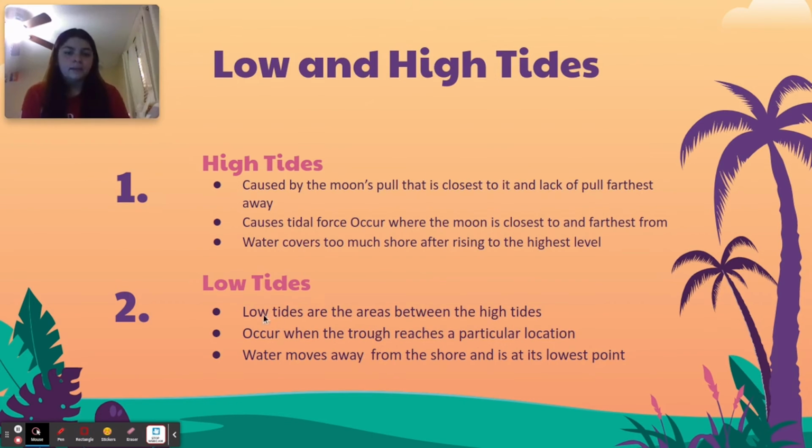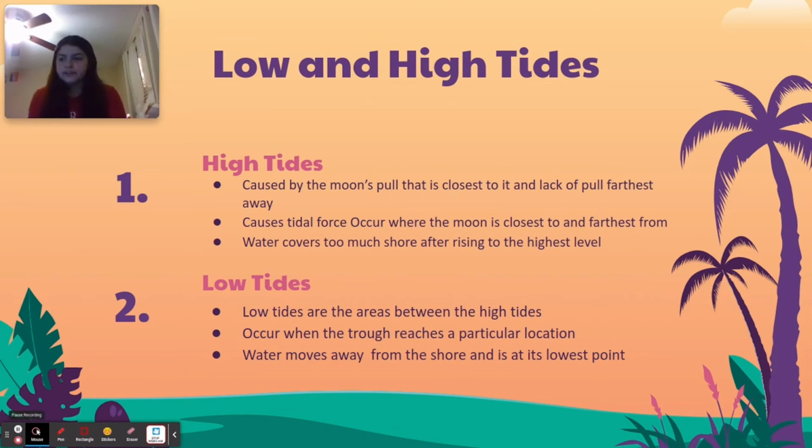A low tide: low tides are the areas between high tides. They occur when a trough reaches a particular location and water moves away from the shore to its lowest point. The moon has more influence than the sun because it is closer, and it can cause bulges. I'm sorry if I'm pronouncing that wrong. And also, high tide can cause tidal force.